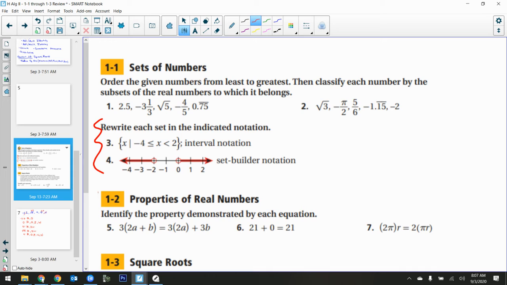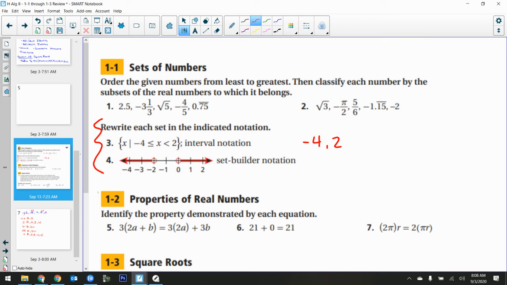Okay, let's talk about number three here, interval notation. First off, what symbol do you use to exclude a number in interval notation? Parentheses, including via brackets, right? Okay, so that means I want to think about it. I've got all numbers between negative 4 and positive 2. Boom, right there, that's my interval. Negative 4 to 2.